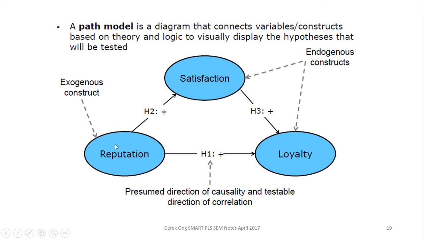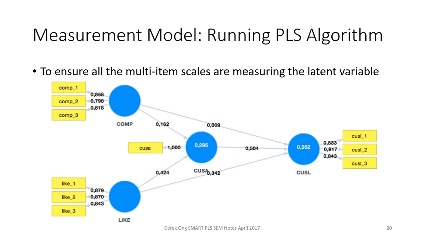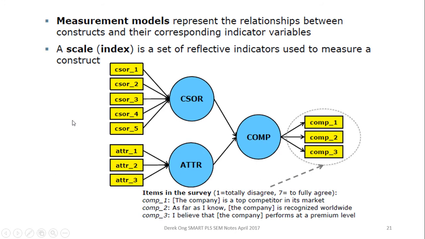So a path model, when we just look at only the ellipses, will have the indication of the hypotheses between the variables of the exogenous and the endogenous constructs, as you can see here, which we use mostly for hypothesis testing. Measurement model, when we run the PLS, this is roughly how it looks like, yeah, with the blue color as the constructs and the yellow color as the indicator items.